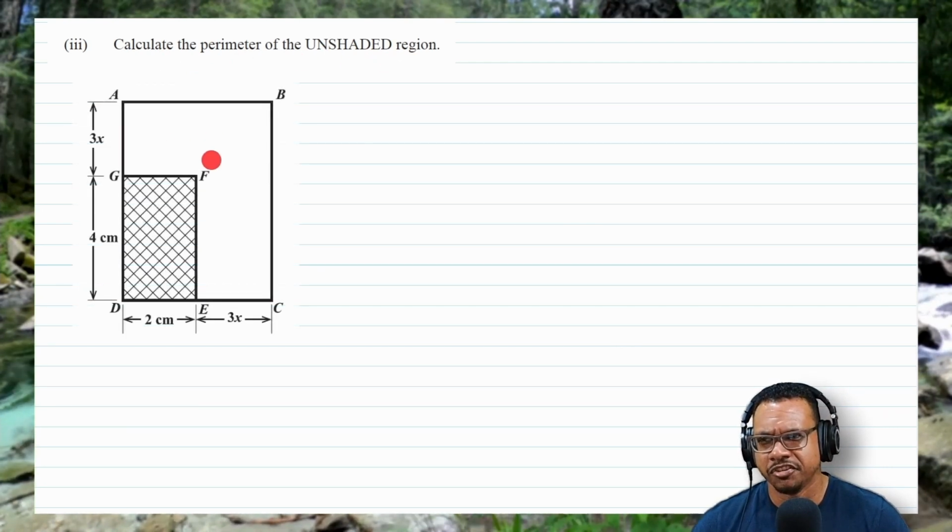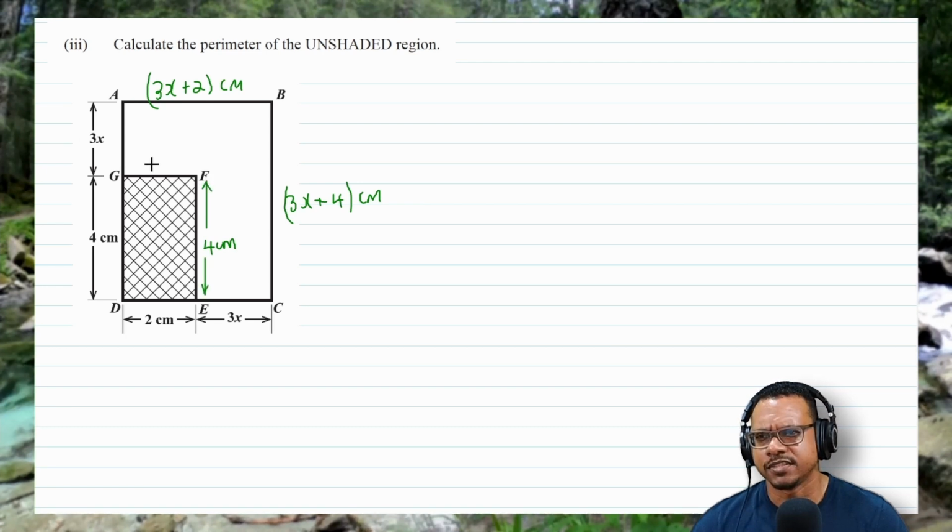So this here will be the unshaded region. So this distance here will be 2 plus 3x. This will be 3x plus 4. This will be 3x. This will be 4. And this will be 2. All right, so let's write that in: this top piece here will be 3x plus 2 centimeters. This length here would be 3x plus 4 centimeters. Of course, this distance is 3x. This here is 4, that's from here to here. And of course, this distance here is 2. And then this distance here is 3x again.